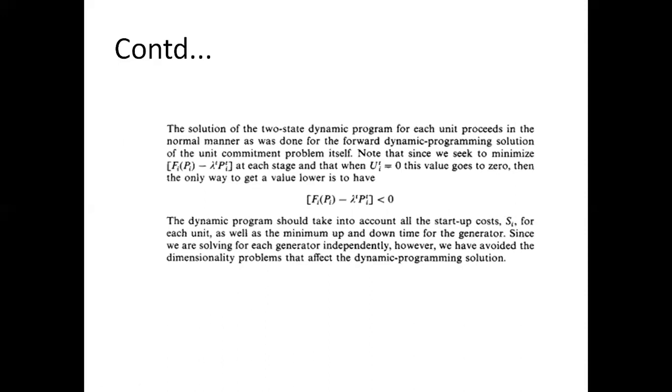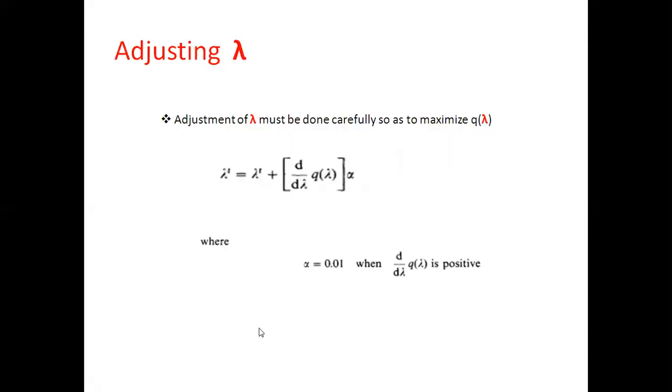as we did for the forward dynamic program solution. Since we seek the minimization of the function at each state, at u_it equal to 0 this value goes to 0, so the only way the value can be lower is for the function to be less than 0. The dynamic program should take into account all the startup costs, that is the cost S_i for each unit, as well as the minimum up and down time for the generators. Since we are solving for each generator independently, we have avoided the dimensionality problem that affects the dynamic programming solution. Another important part is how to adjust the value of lambda.